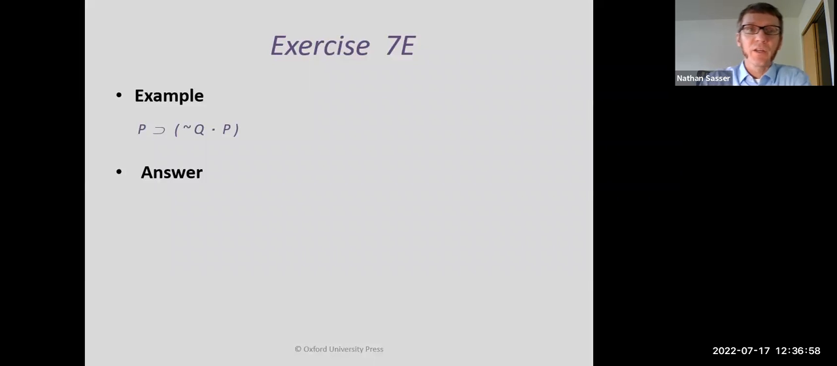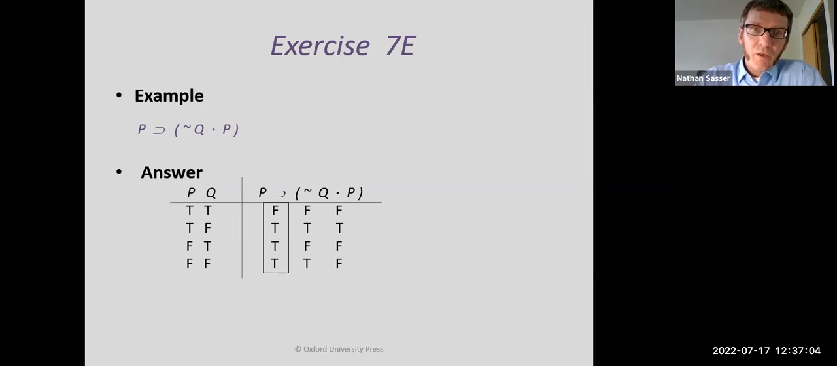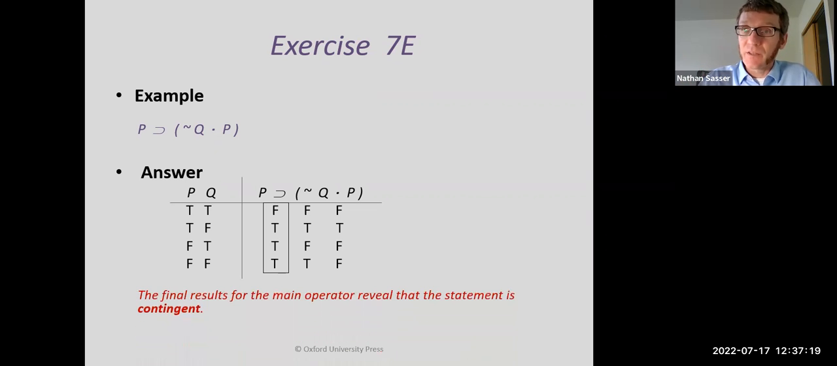So here's another example. If you've got this compound statement, and let's say we build out the truth table for it. The main operator is a horseshoe, and under the main operator, we've got false, true, true, true. So is this statement contingent or is it non-contingent? That's right. This is a contingent statement because it's got a mix of falses and trues. It's neither a tautology nor a self-contradiction.